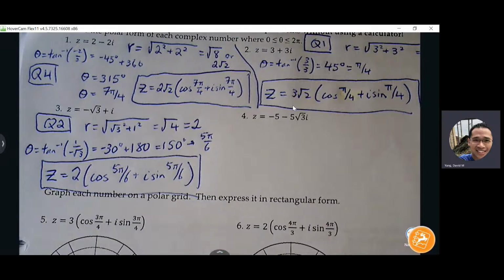Are we gonna have a calculator for this? Yes, you get to have a calculator for the entire test.